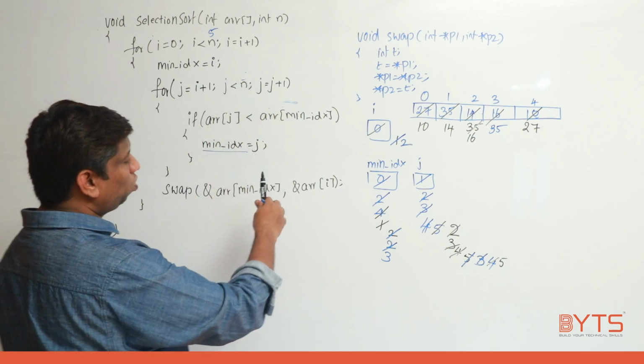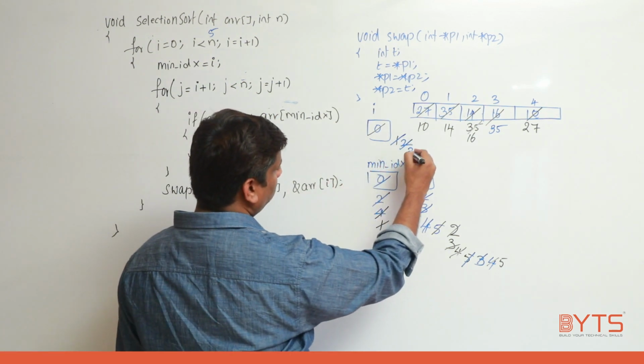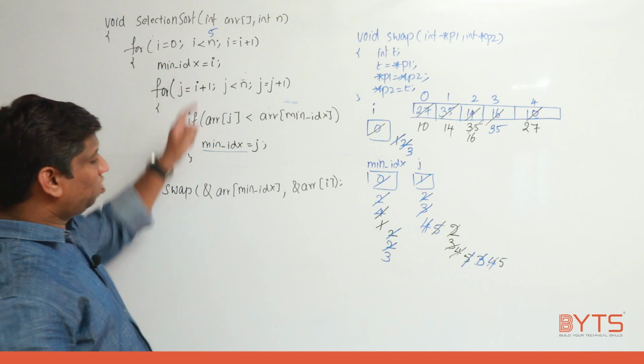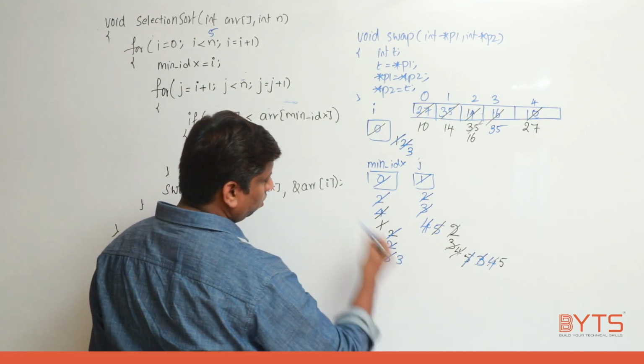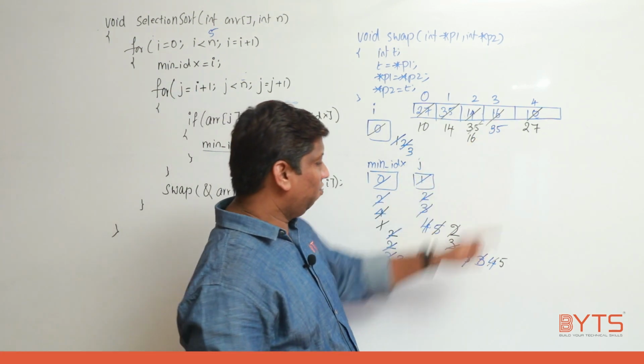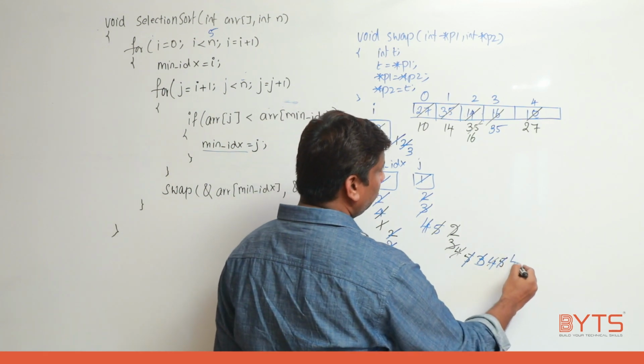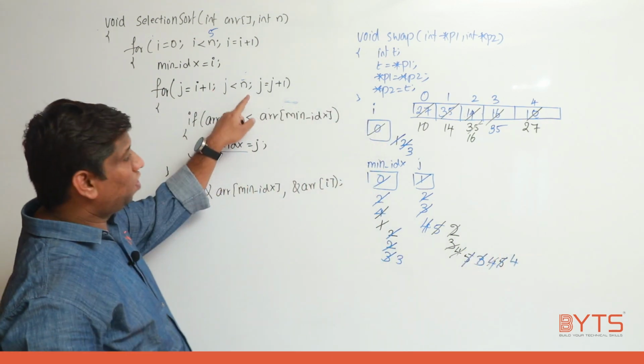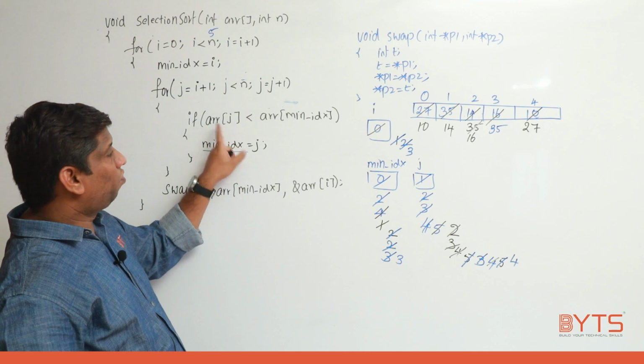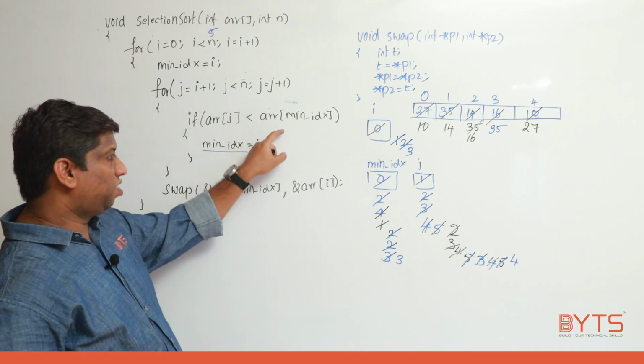I is equal to I plus 1, so I value will be 3. So min index value is how much? 3. Now I need to start from which location? 4th location, right? So j value will become 4. 4 less than 5, true. ARR of j, 27 less than 35. 27 less than 35, true.